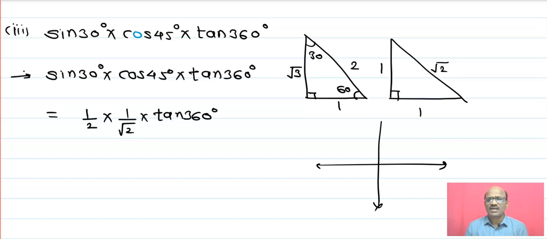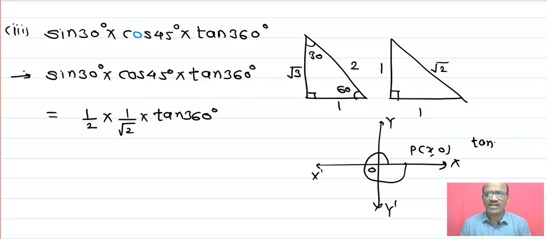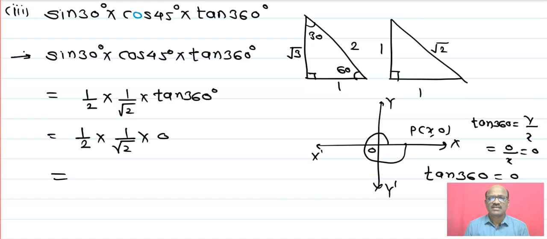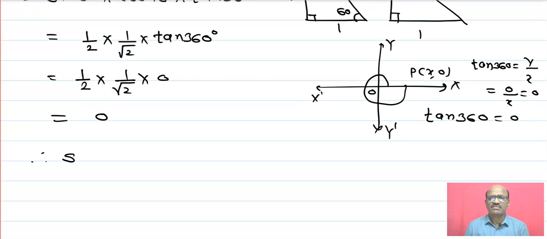Now see this, how I found it out. There is one complete rotation. The terminal comes on the x-axis and the coordinate of the point P is x comma 0. And the definition of the tan is y upon x. Y is 0 there, therefore tan of 360 is 0. And hence we will substitute its value. Therefore the final answer is 0.